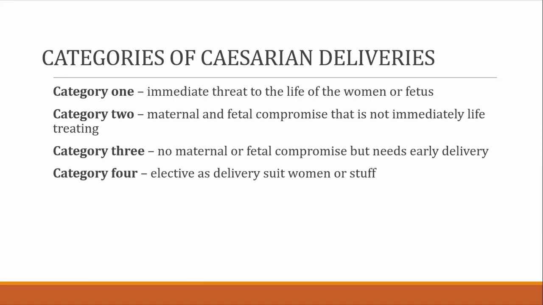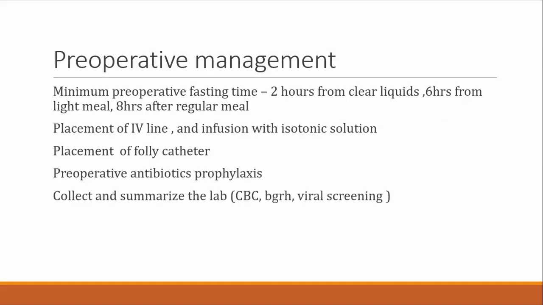In category 4, elective, the delivery suits the woman or staff. In this case, it can be cesarean section by maternal request. In that case, we can take our time, we can plan. Both the woman and the staff can plan and do the cesarean section as feasible. These are the categories of cesarean section based on the time frame.